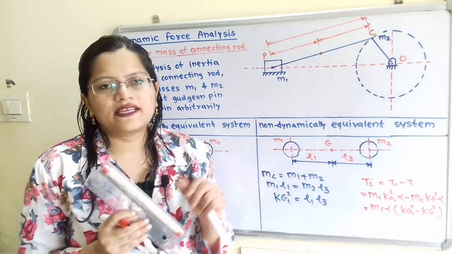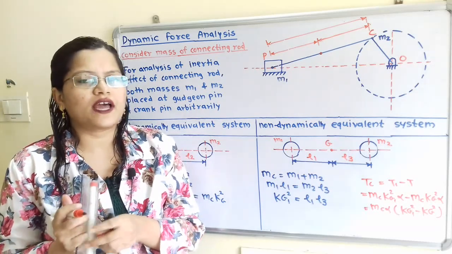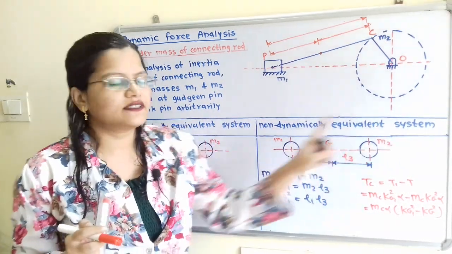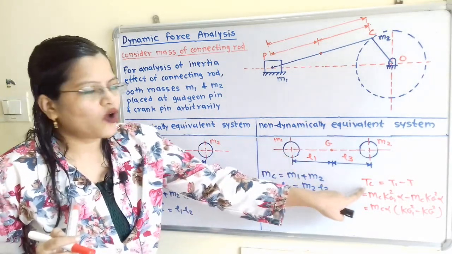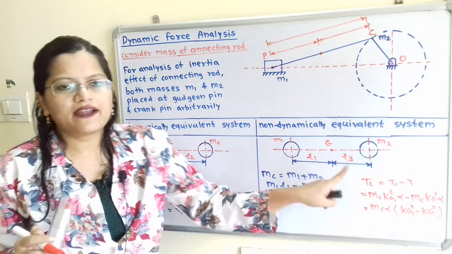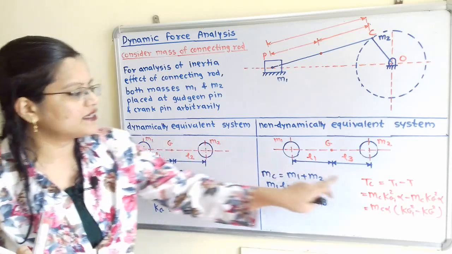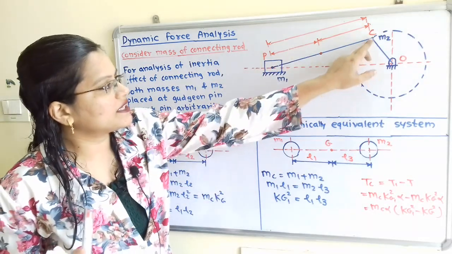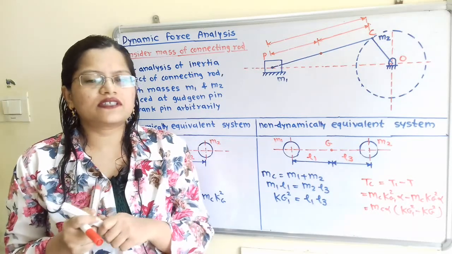Now we will apply the correction couple. So how to use the formula? This formula is nothing but the difference between the torques for the non-dynamically equivalent system and the dynamically equivalent system. So for the non-dynamically equivalent system, the torque required to accelerate and rotate this connecting rod is T1, and for the dynamically equivalent system we will take T. So the difference between T1 and T is known as the correction couple, that is TC. So we have to show this correction couple in this diagram. We can take any direction for this correction couple.